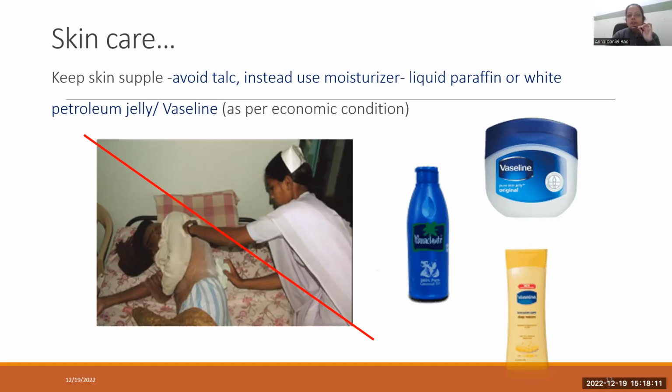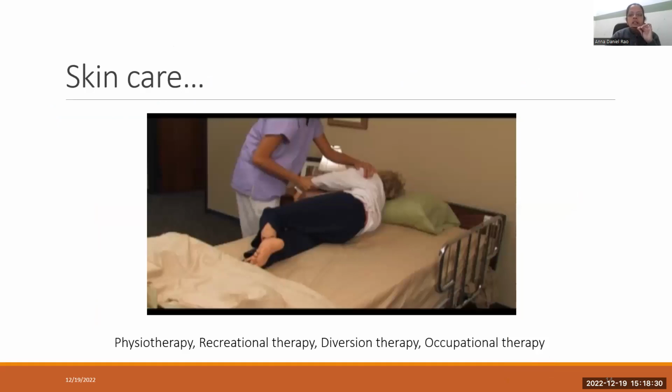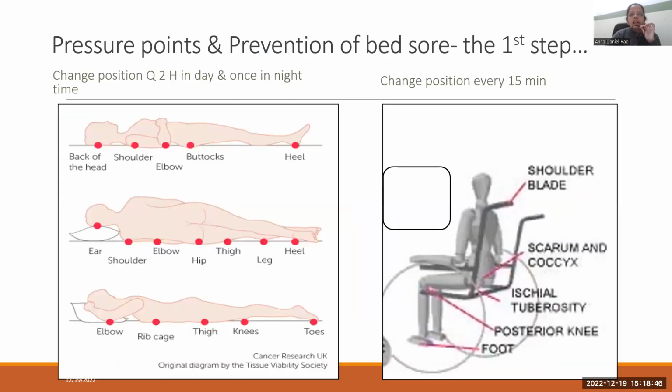We also need to remember the economic condition of the patient. So instead of going for fancy products, we should try to do the skincare with whatever is possible in the house. Another thing is changing the position every 2 hours. Along with physiotherapy, a patient should also get recreational therapy, diversion therapy, and occupational therapy. That will also help in giving good nourishment to the skin.